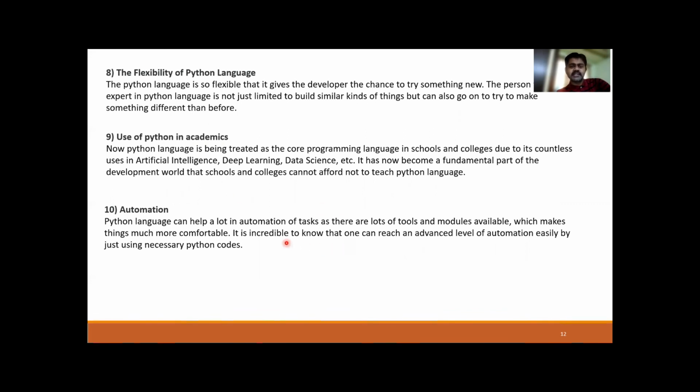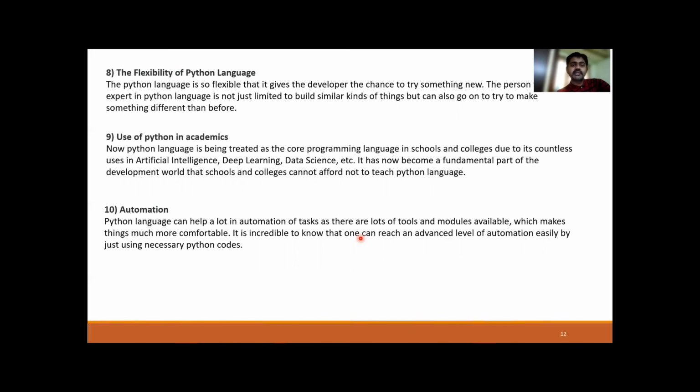It is incredible to know that one can reach an advanced level of automation easily by just using a necessary Python course. If you want to be at an advanced level of automation, you should simply know some Python code. That's all about Python advantages, or why Python is so useful. You can answer all these 10 points, or else why Python is a winner in the market.